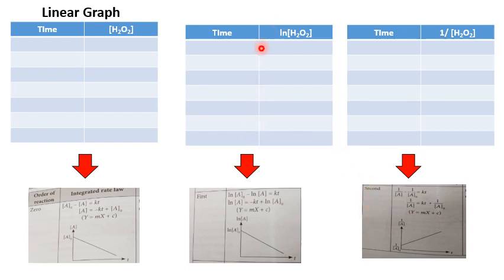But based on this question, we already know this is a first order reaction. Why? Because the unit of the rate constant is given, which is per second. So we can ignore the other two. We just focus on drawing one graph, ln concentration versus time, and check whether you can get the negative linear graph or not.